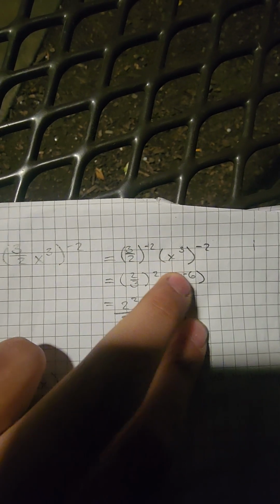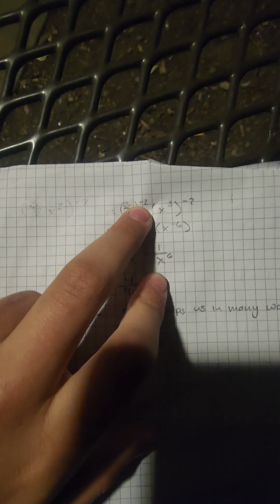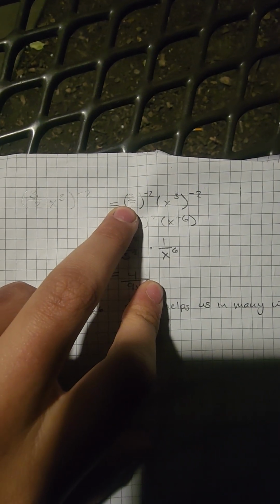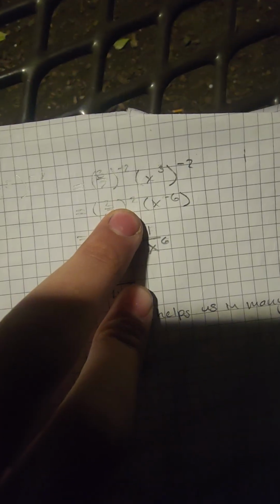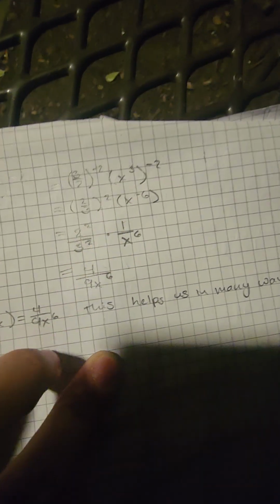We're going to break this apart into two parts: 3 over 2 to the power of -2, and x to the power of 3 to the power of -2. After that, we need this to be a positive, right? So we will swap the numerator and denominator's places, and that will turn this exponent into a positive. And we have two exponents over here, the 3 and the -2, so we will multiply those and get x to the power of -6.